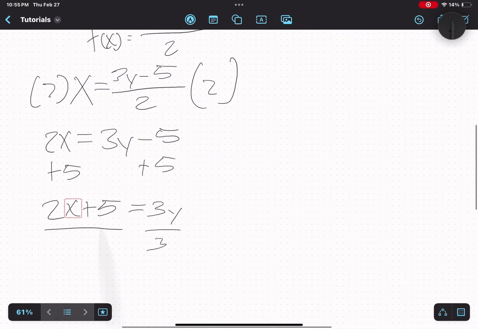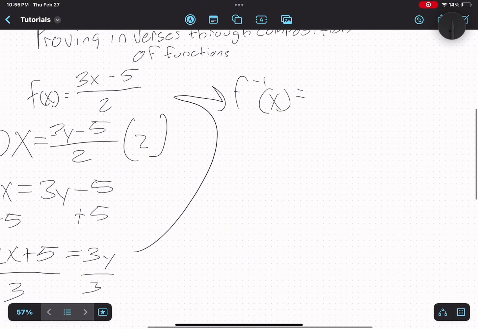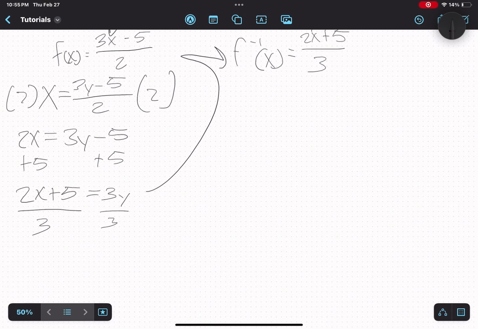Divide both sides by 3 to get the y by itself. And so now, we're going to bring it up here. And so our inverse of x is going to be (2x plus 5) over 3. And just like with the last one, we're going to put our inverse into our original equation. So what will that look like? Well, it's going to be 3 times (2x plus 5) over 3, minus 5, over 2.